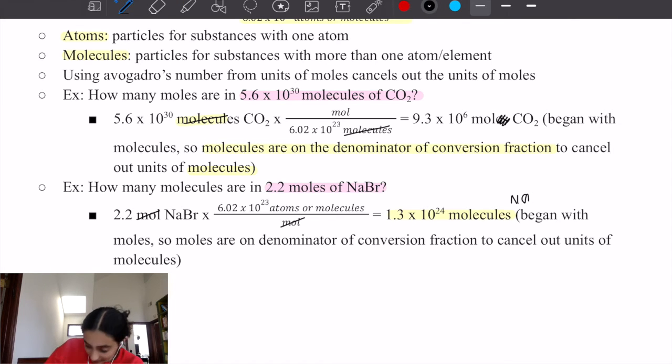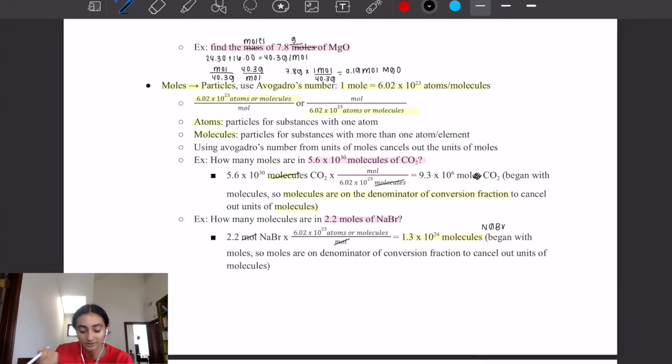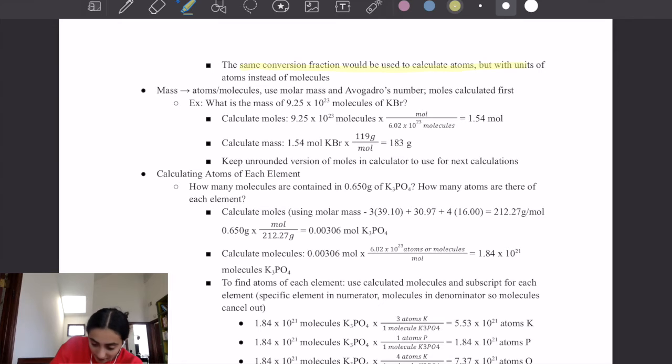And I would also probably write NABR here. And so you just did opposite operations. In the first problem, you divide by Avogadro's number because it's on the denominator. And in the second one, you multiply because it's on the numerator. So like I said earlier, you would use the same conversion fraction to calculate atoms, but with units of atoms instead of molecules. And that depends on what you have and what you're trying to find in your problem.